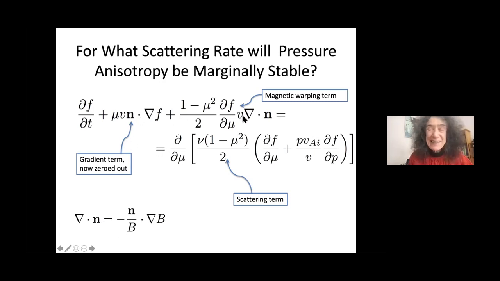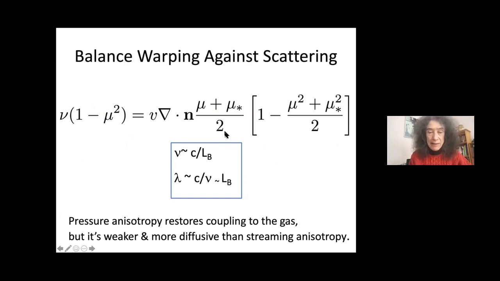So this is a diffusion equation in momentum space, which we can use to estimate how much scattering we need to balance this term, which is driving anisotropy. So we balance this term against this term, balance the warping against the scattering, and what we find is that the scattering frequency is order the speed of light divided by the magnetic gradient length scale, and the mean free path is of order the gradient length scale.